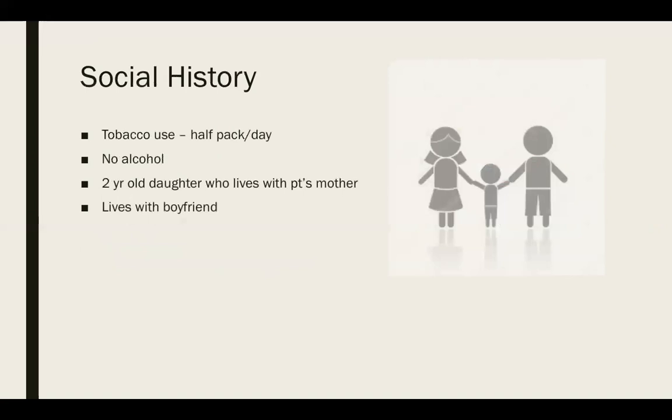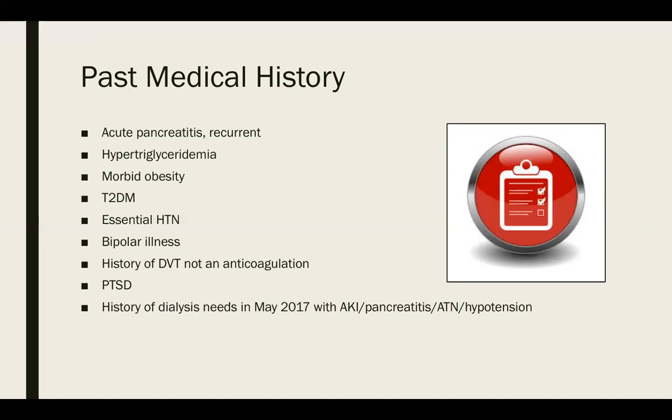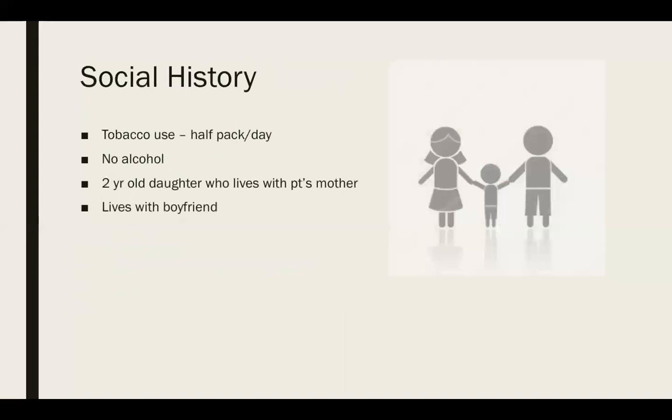All right, social history. The patient smokes about a half pack a day. She reports not drinking any alcohol. She has a 2-year-old daughter who lives with her mother, and she lives with her boyfriend. And actually, just to go back real quick to the past medical history, I think it's important to point out a few more things. For example, the patient has bipolar illness as well as PTSD, and those I think are also something to take into consideration. And then just looking through everything else gives you a really good picture of her background.